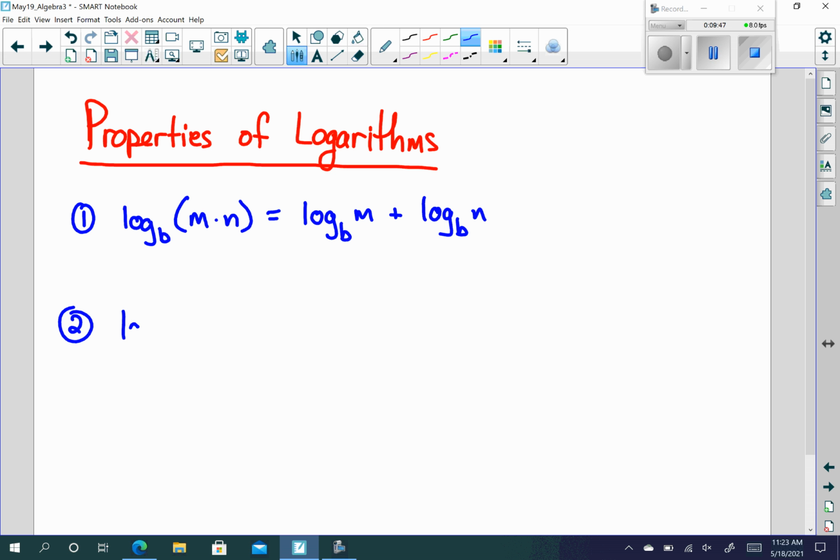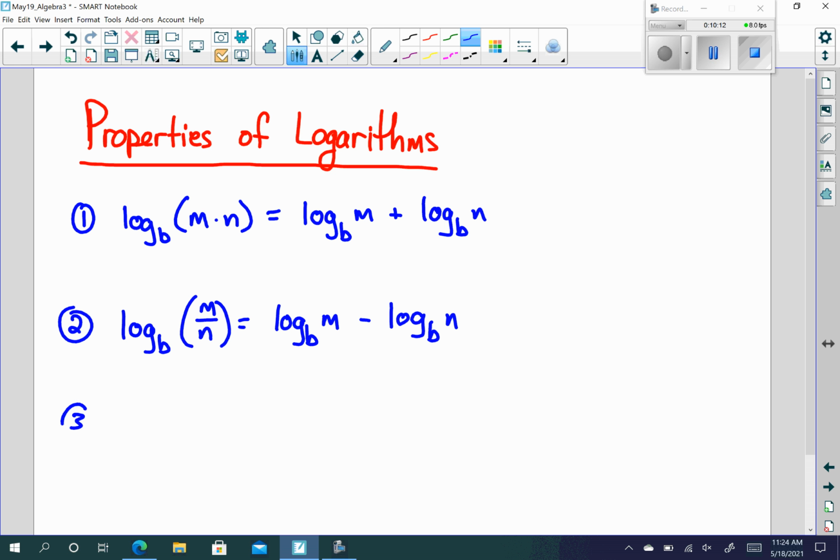Second property, if we have log base b of a quotient or a fraction, this becomes log base b of m. Now keep in mind when we divide powers with the same base, we subtract the exponent. So we're going to subtract: log base b of m minus log base b of n. Whatever's in the denominator gets a minus sign in front of it.